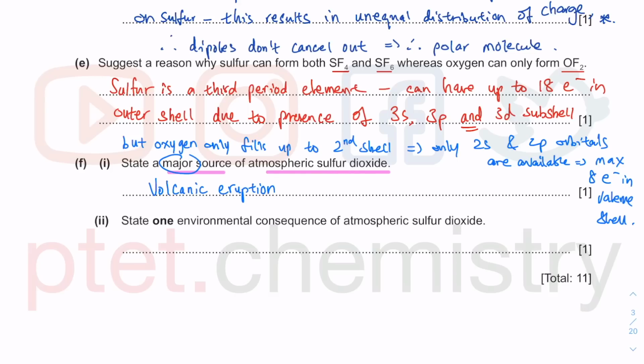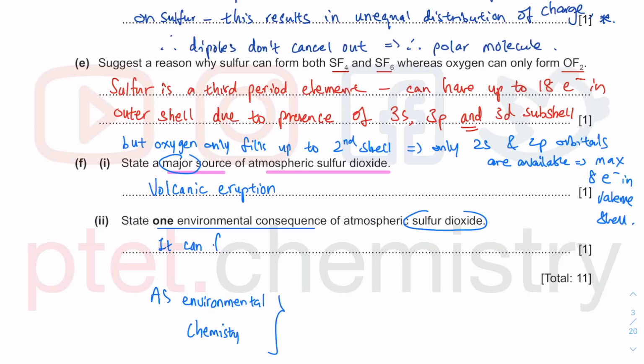Now, what is the environmental consequence of sulfur dioxide? We know that in AS chemistry, that is part of environmental chemistry. We know something goes on with the SO2 in order to form acid rain. So it can form acid rain. And what does acid rain do to the environment? It can damage crops. It can make river water very acidic and kill aquatic animals. So it can damage crops and also kill aquatic animals. If you want to, you can write it. I run out of space there.